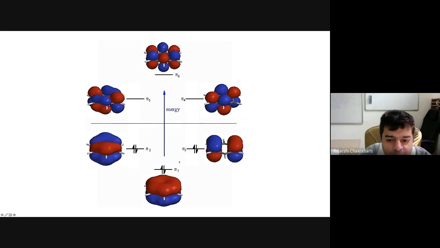This is pi 2, pi 3. They are of the same energy, no? And then pi 5 and pi 4. They are of the same energy, and then pi 6. I'm not drawing this, but you should be able to tentatively draw the MOs if I give you the expression, isn't it? With the sign. Here, red is plus, blue is minus.